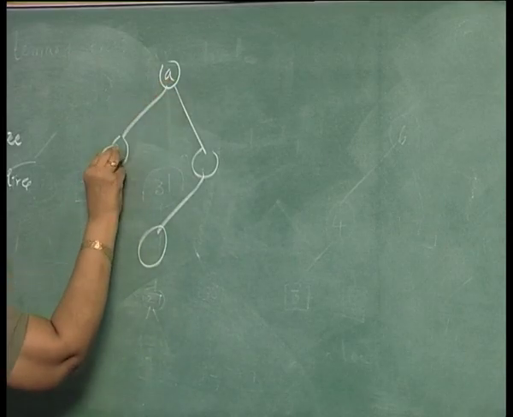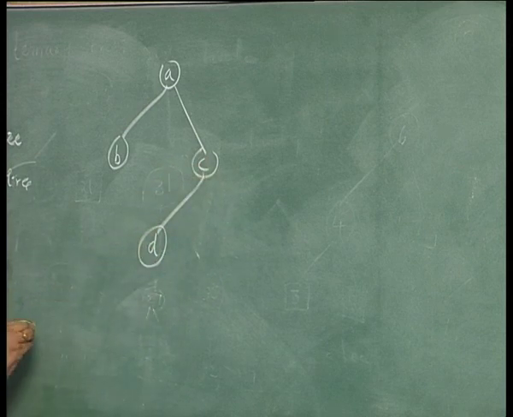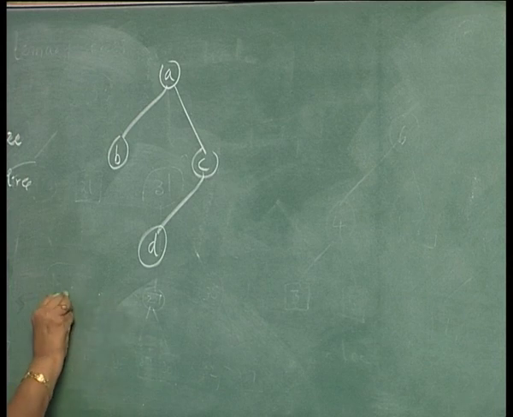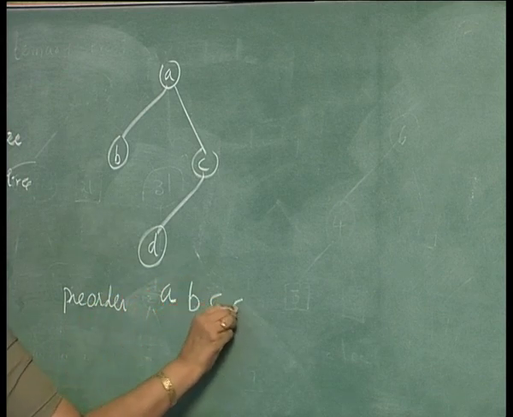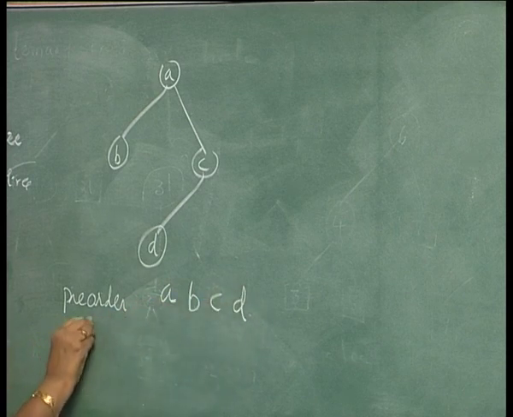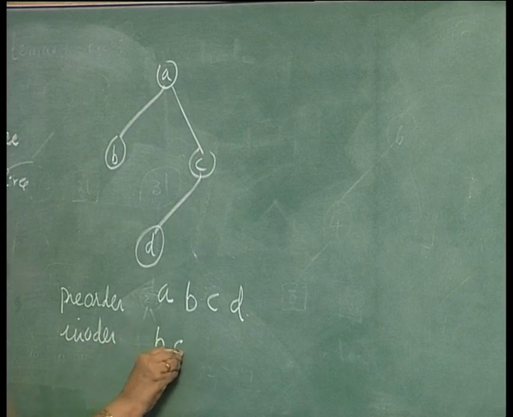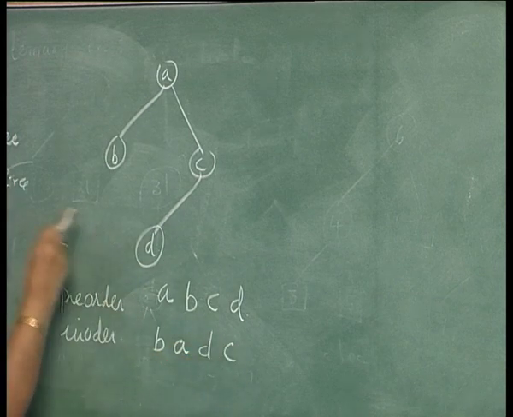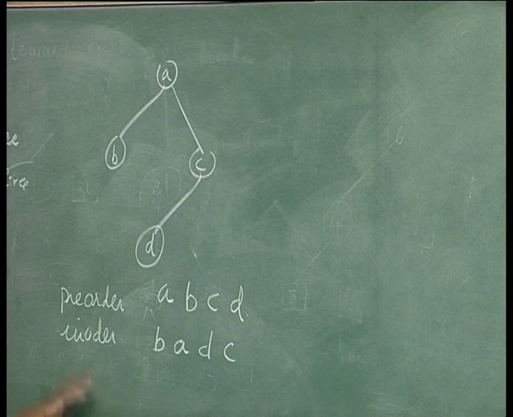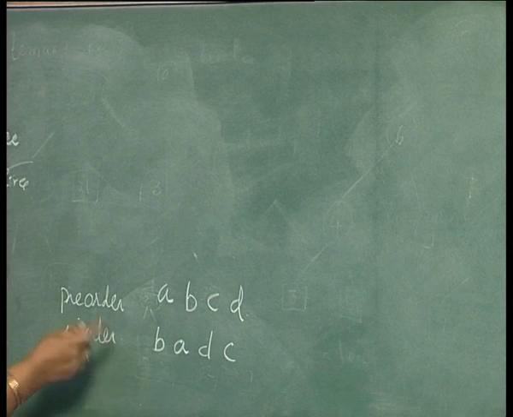A, B, C, D. The pre-order will be A, B, C, D. In-order will be B, A, D, C. From this you can construct the tree in a unique manner. How can you do that? Suppose I do not have this, I do not have this. How can you construct the tree?